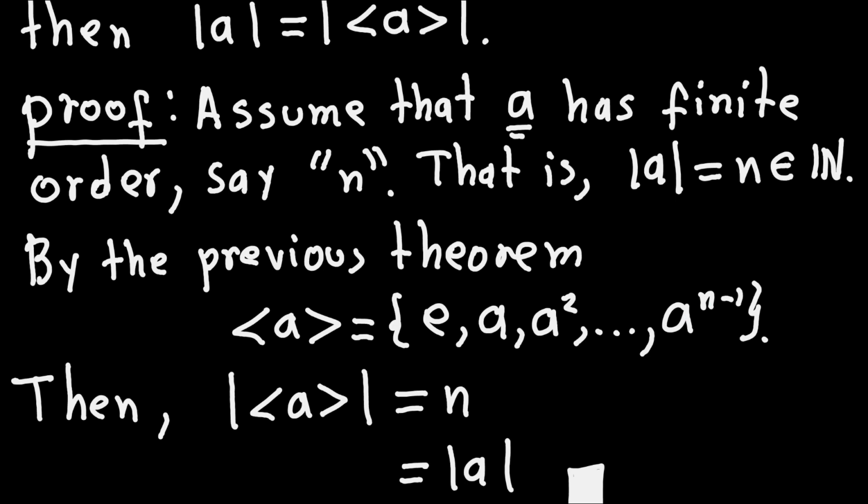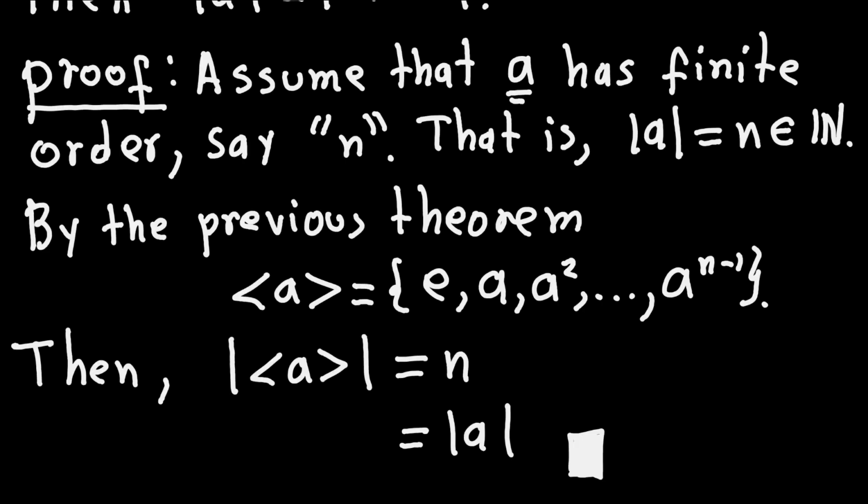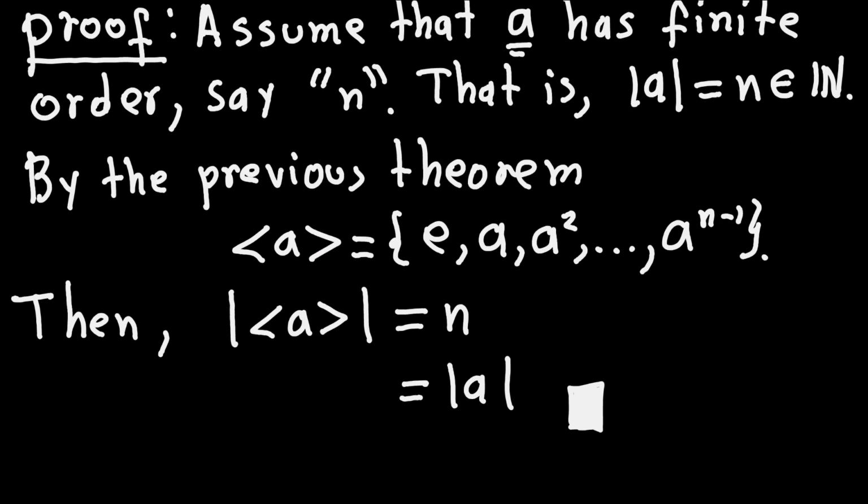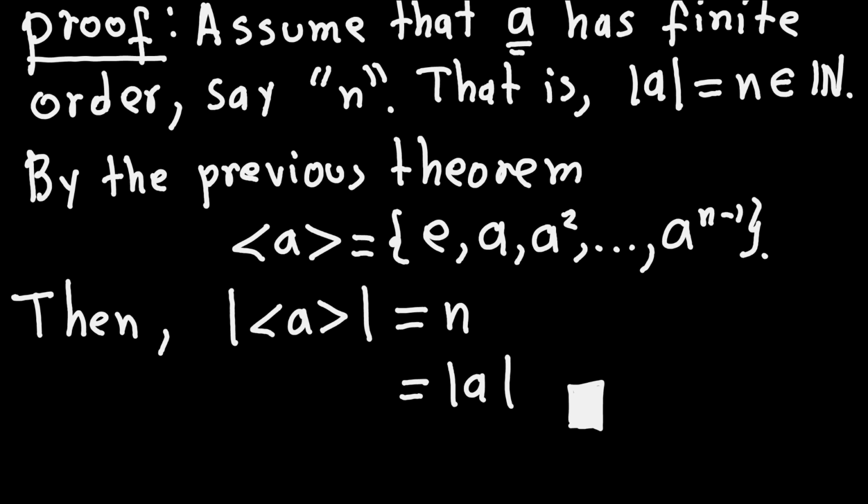Now let's count how many elements are in this set. Let me start counting from A: 1, 2, and so on. Counting means looking at the exponent here. So first element, second element, third element, up to the n minus 1 element, plus I have this element here. So I have 1, 2, 3, and so on up to n minus 1, and then another one. That means I have n elements here. So the number of elements in this set is n. But n is precisely the order of A, so that proves the corollary. That corollary was not hard to prove because we already had the proposition at the beginning.